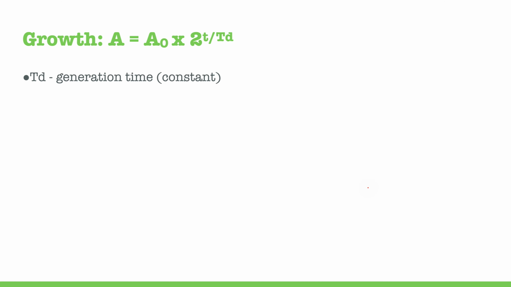Now, there are some specific situations that result in a different type of constant. For example, the generation time, which is called TD, is where we have our power t, so our time, but it's divided by TD. So this is the generation time. For example, if it says that it will take 15 minutes for this much bacteria to grow, then our generation time will be inserted there as 15.